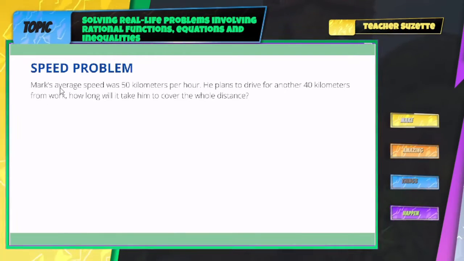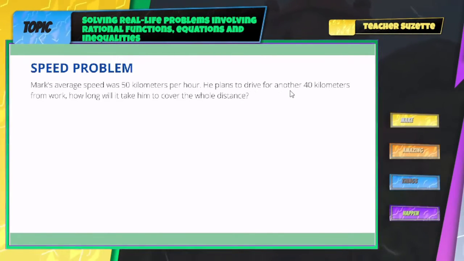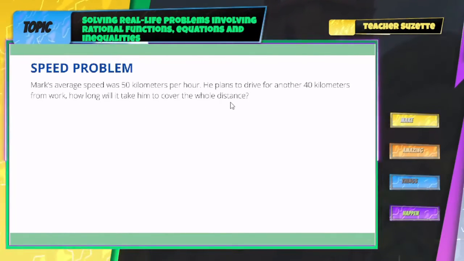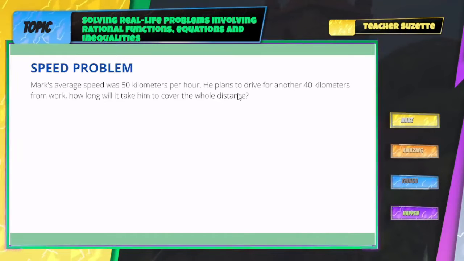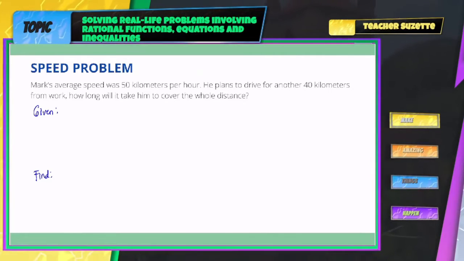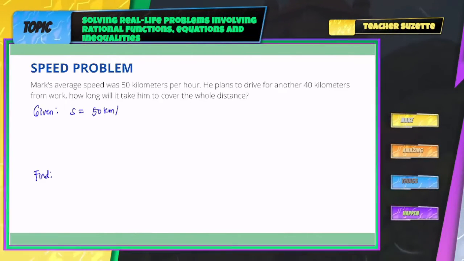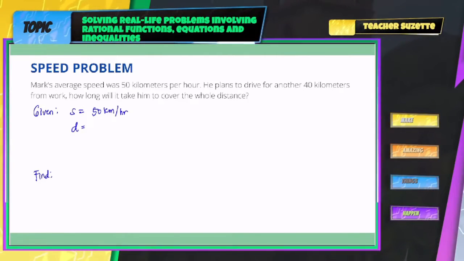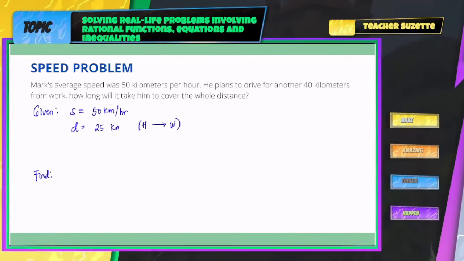So we have Mark's average speed of 50 kilometers per hour, where he plans to drive for another 40 kilometers from work. How long will it take him to cover the whole distance? So in any worded problems, let's enumerate or list down our known and unknown variables. First, for our known or given, we have the speed, which is 50 kilometers per hour. And we all know that there is a distance from the house to his work, which is 25 kilometers.